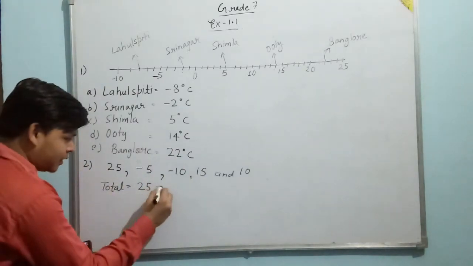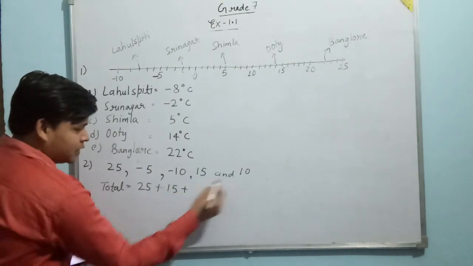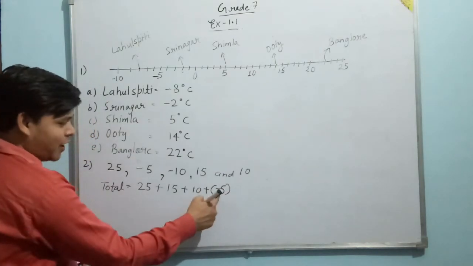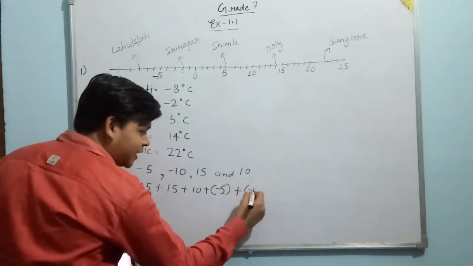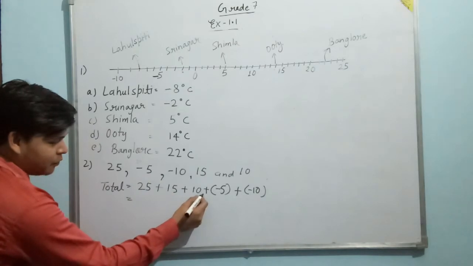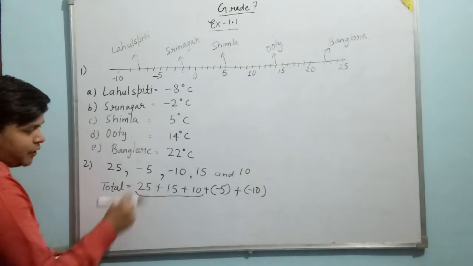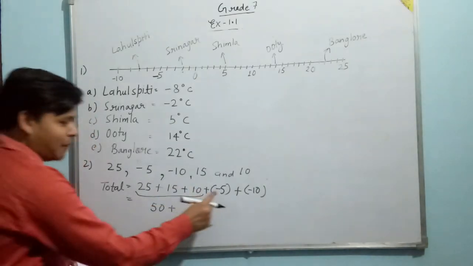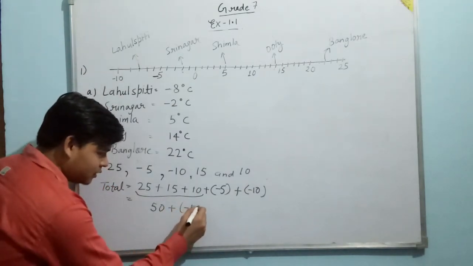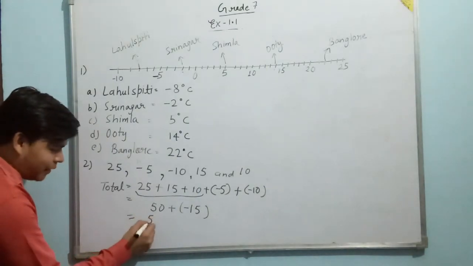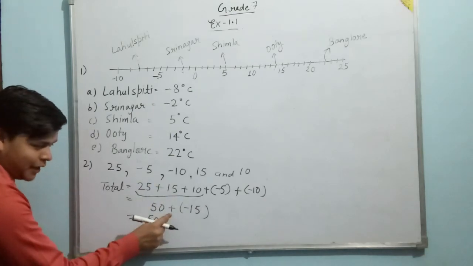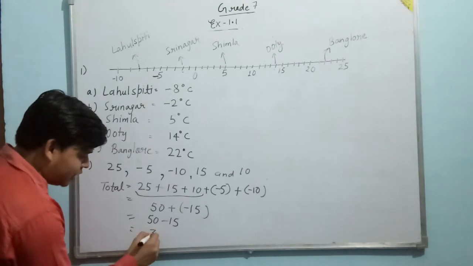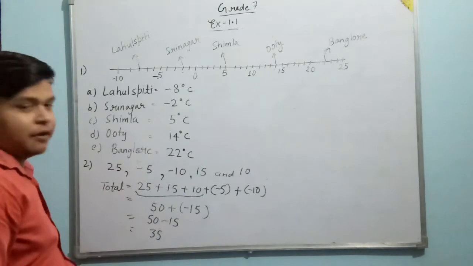So let's write all those numbers which are positive: 25 plus 15 plus 10. Now, plus, in brackets, -5, once again plus, this is also negative, so this also we will write in brackets. So let's start solving. First of all I am adding all the positive numbers: 25 plus 15 is 40, and this one makes 50. And add the negative numbers also: minus 5 and minus 10 will become minus 15. Now we will open the bracket. Whenever we open the bracket, if there is a plus sign before the bracket, there is no change in the sign. So we write here minus 15. So 50 minus 15, we will have 35. That means the total score of Jack is 35, right?